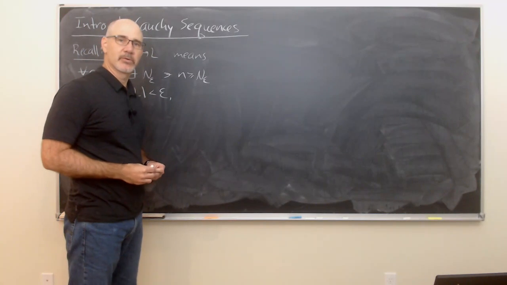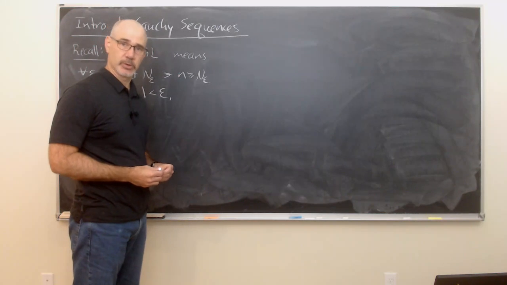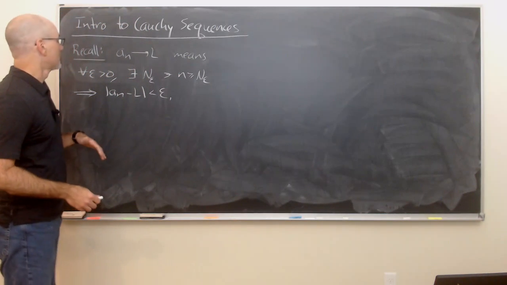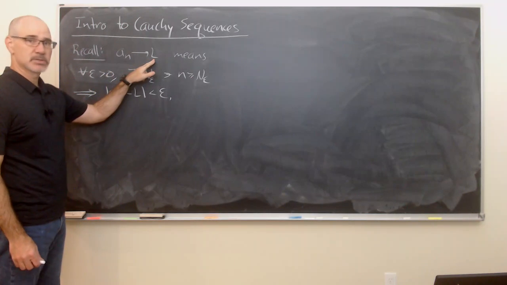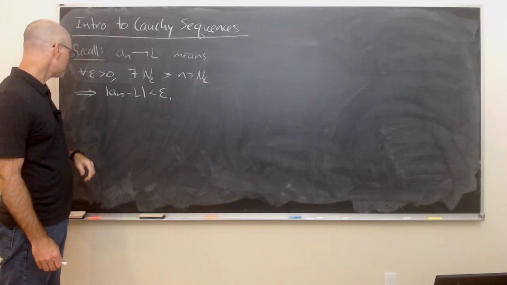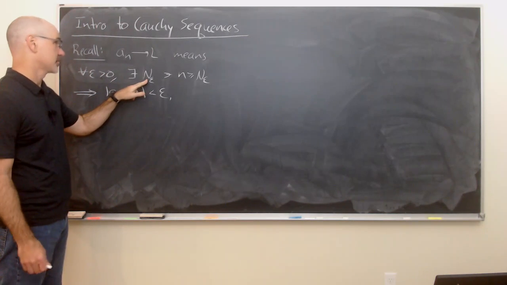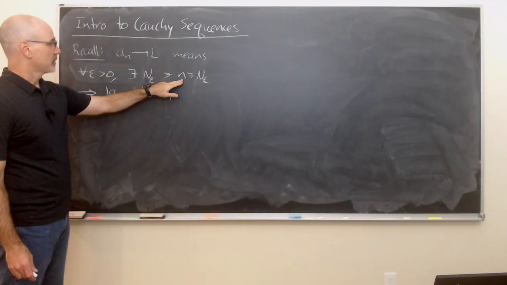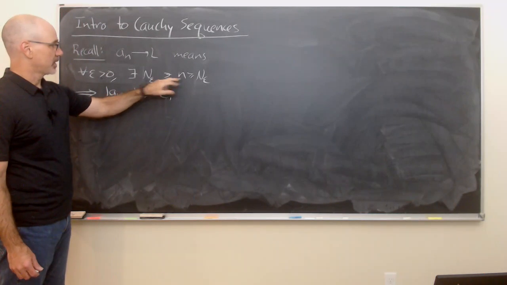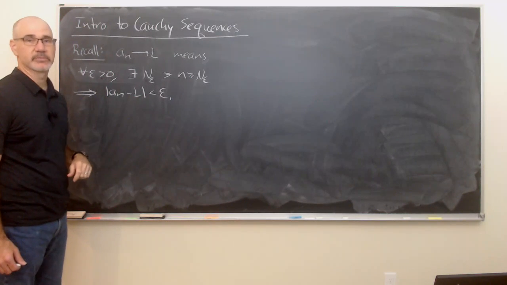I want to start today by reminding you of the definition for what it means for a sequence to converge. So we say that the sequence A sub n converges to L, or has limit L, if for every epsilon bigger than 0 there exists capital N such that if little n is bigger than or equal to capital N, then the sequence members are within epsilon of L.